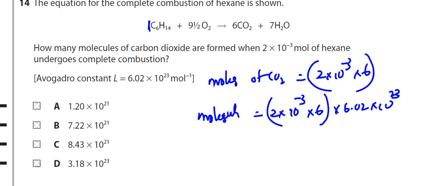You get the answer as 7.224 times 10 to the power 21. So the answer is B.